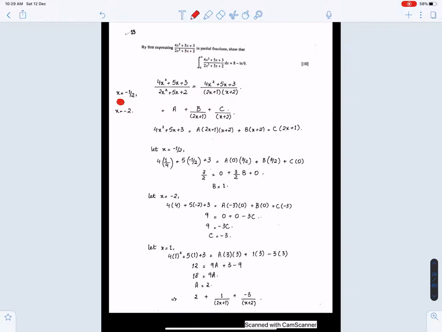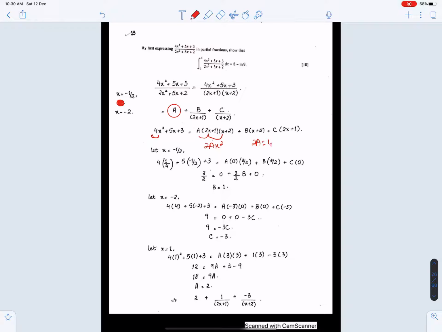But we find the value of this first constant through the comparing coefficients method. For this constant, we compare the coefficients of highest powers of x on both sides. So by comparing the coefficients of highest power of x on both sides, we can get the value of a. When you multiply these three terms, you will get 2a x squared. And the coefficient of x squared on the left side is 4. Therefore, 2a will be 4, hence a will be 2. This is the best way to get the value of this constant.